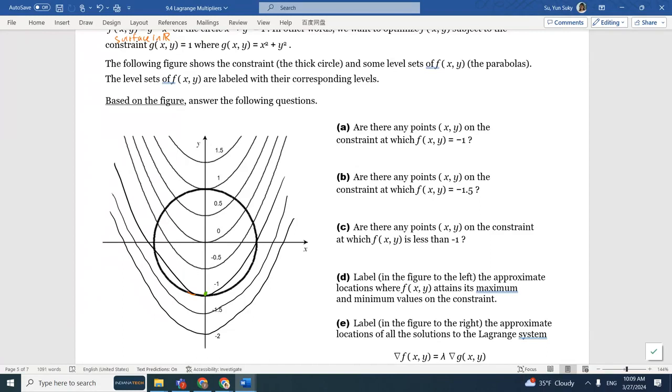-1 is here. Do we have a point? Yes, which is this point. Okay. Are there any points on the constraint where f is -1.5? No, you see, -1.5, no intersection. So no. Are there any points on the constraint where f of xy is less than -1?